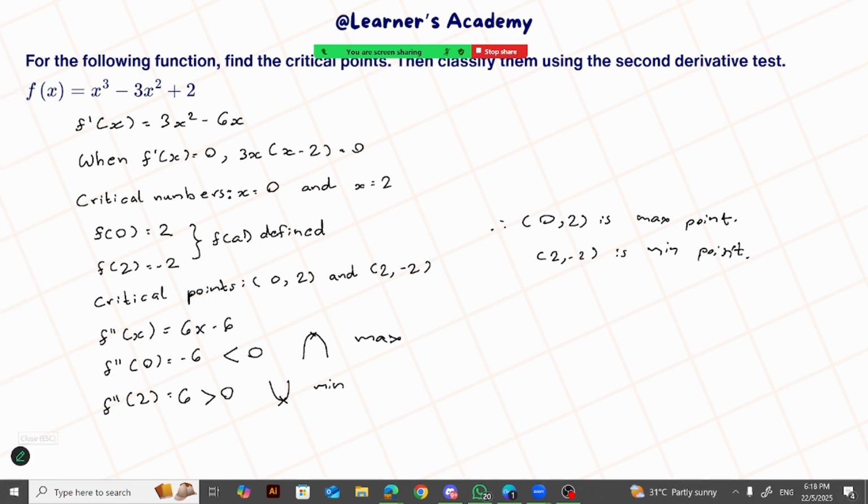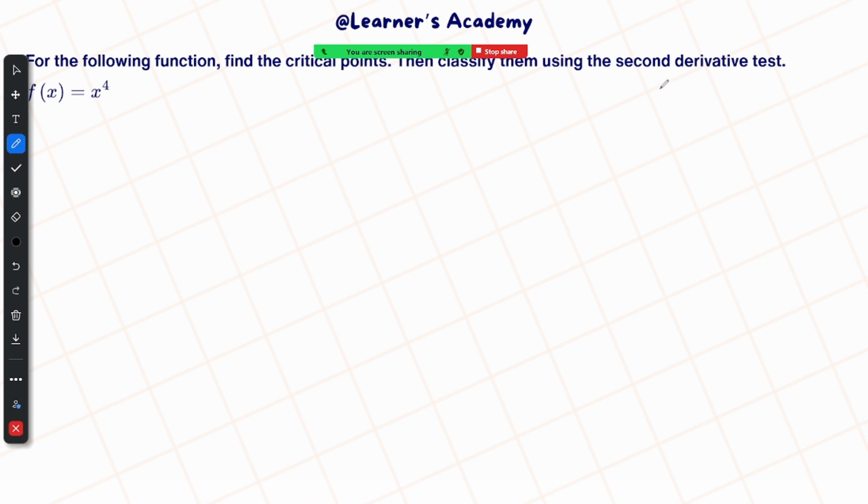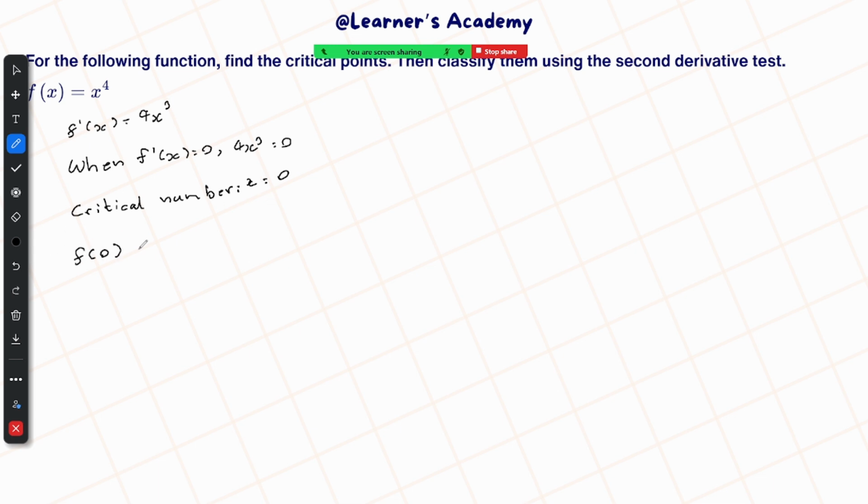That's it. Alright, let's move on to the next question. So the next question is, we have to find the critical points and classify them using the second derivative test, just like before. So we find the first derivative, which is 4x cubed. Right? So if we set the first derivative of f of x equal to 0, we get a critical number of x equal to 0, and we substitute x equal to 0 into the original function, which will result in 0 as well.